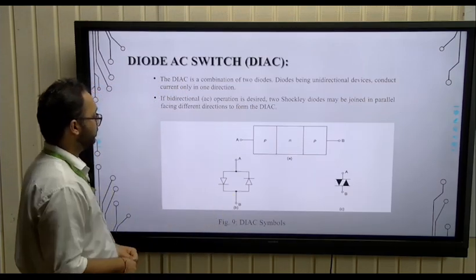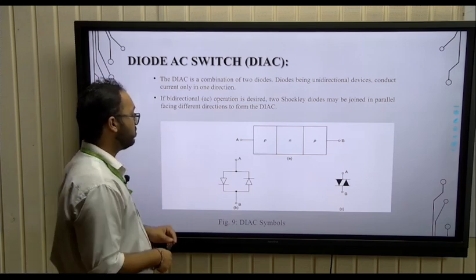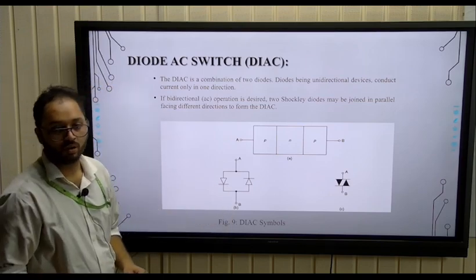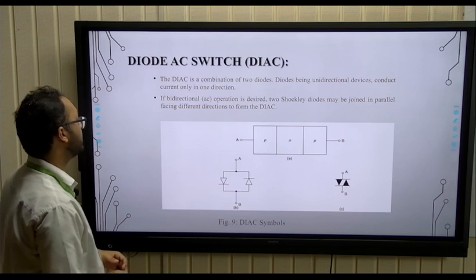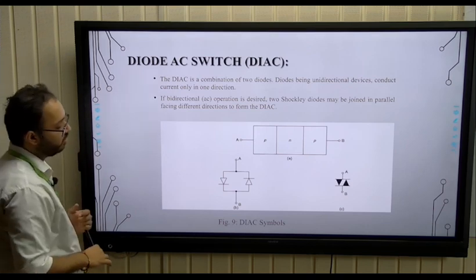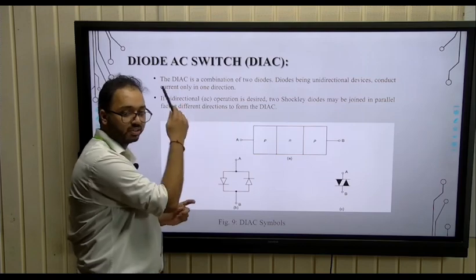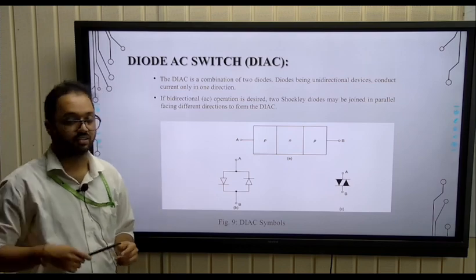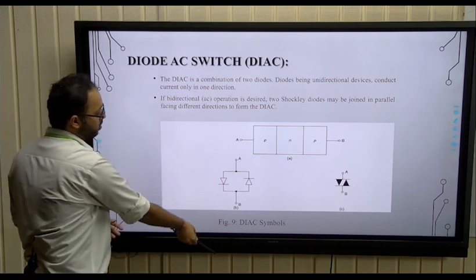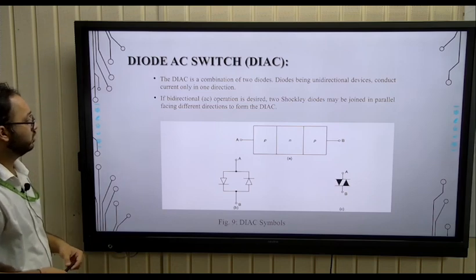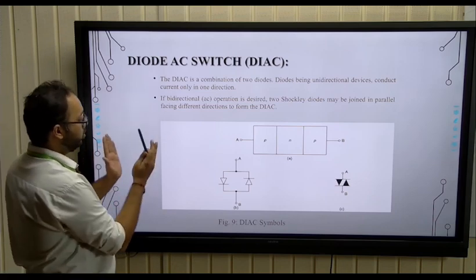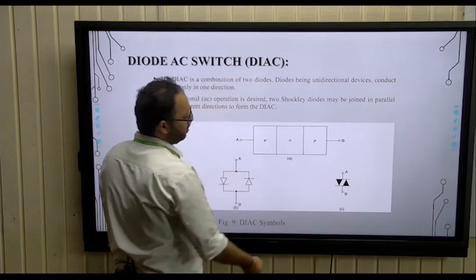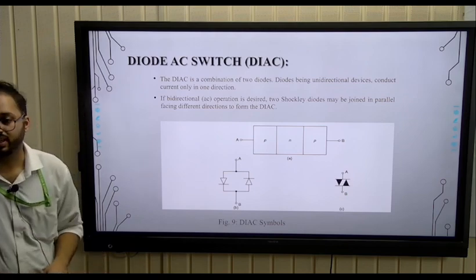Now we come to the diac. The diac is actually a combination of two diodes placed anti-parallel. A diode is a unidirectional device, so you only have one direction of conduction, but when you conduct using a diac, you have bidirectional conduction, that is, you can conduct from this side also or from this side also. So we join two diodes in anti-parallel, that becomes a PNP, or you can say in this manner. This is the symbol of the diac.